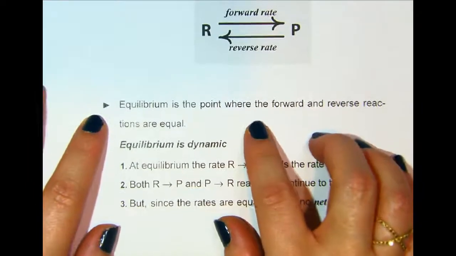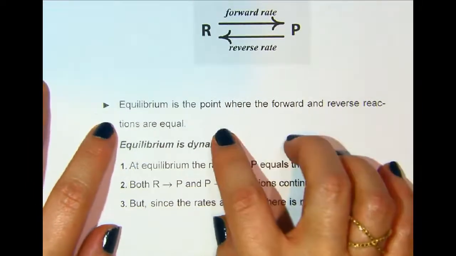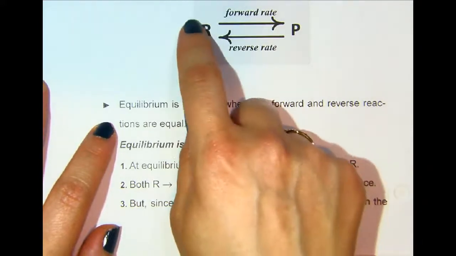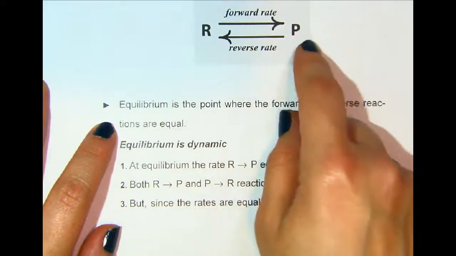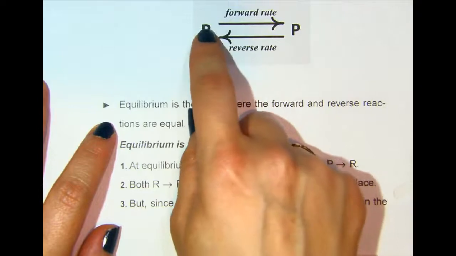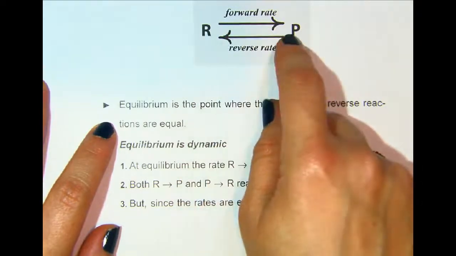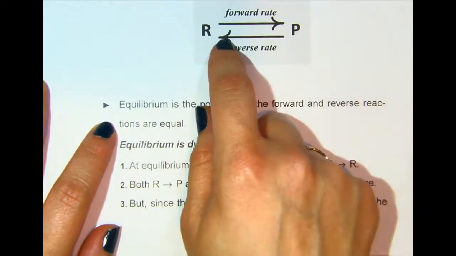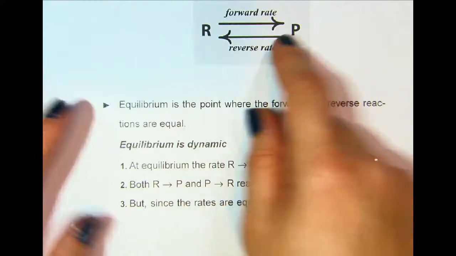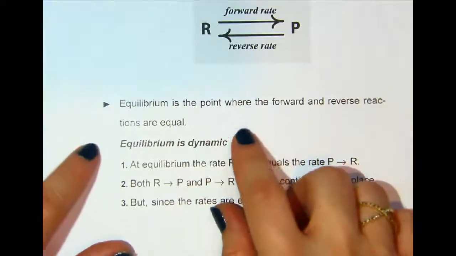Equilibrium is the point where the forward and reverse reactions are equal. So at some point, the forward rate becomes equal to the reverse rate. Reactants are making products at the same rate as products are making reactants, and both reactions are occurring simultaneously.